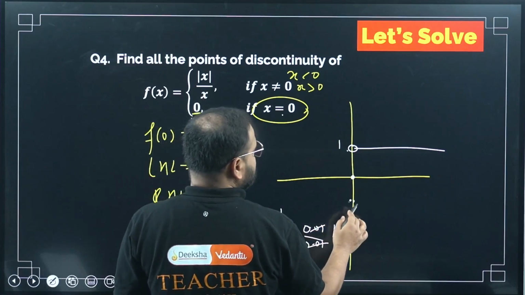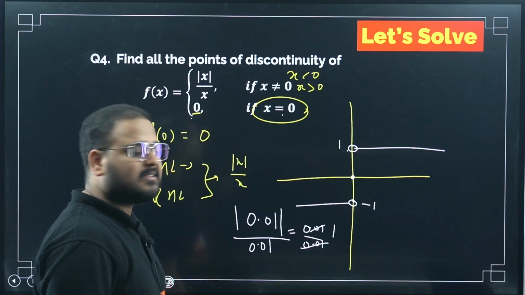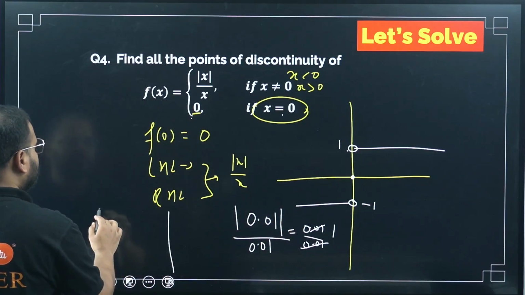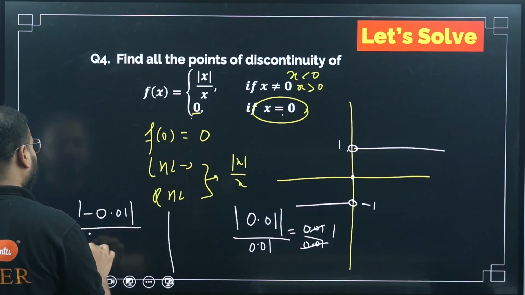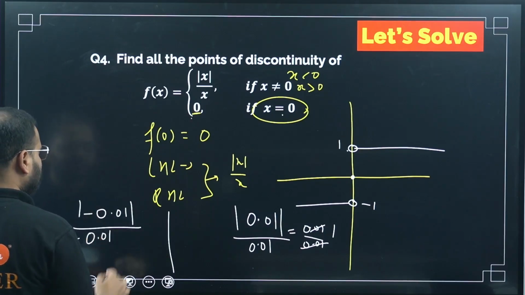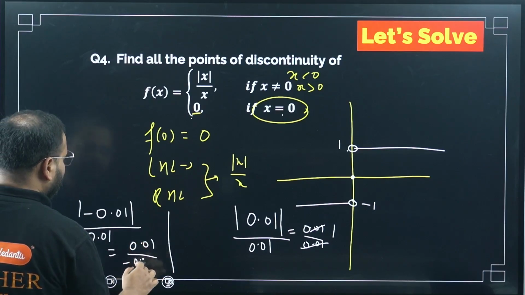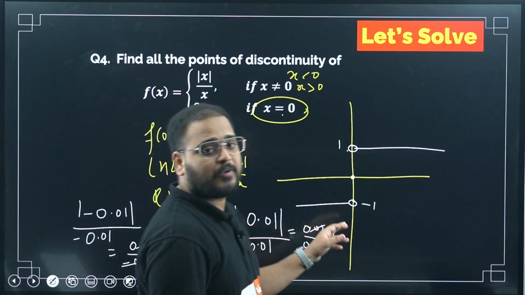It will be simply minus 1. You will not agree with me? Yes, it will be simply minus 1. How sir? Check. Same value you can check. Minus 0.01 in the mod divided by minus 0.01. How much is that? Simply 0.01 upon minus 0.01. Cancel it. How much is left? Minus 1. Same thing.